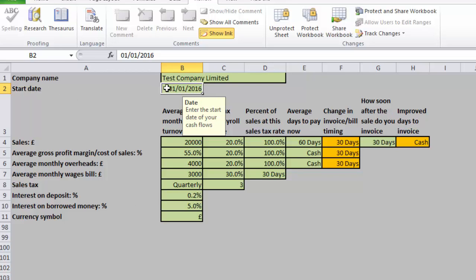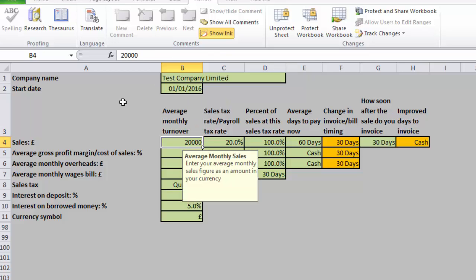Then put in here your start date. So in this particular case, it's the 1st of January 2016. But of course, you put in whatever period you want to start your analysis of your cash flows. Moving down to the data, and notice each time a little box throws up here which helps you to know what to put into that box. The tool does come with a manual which will go through this as well with you, but of course you can always refer back to this video if it helps.